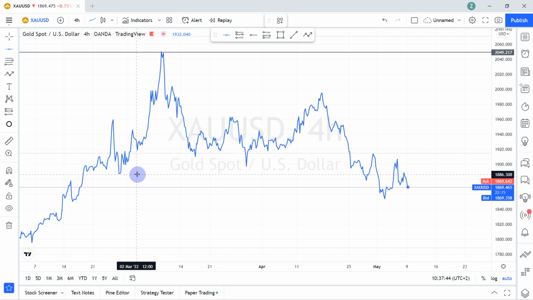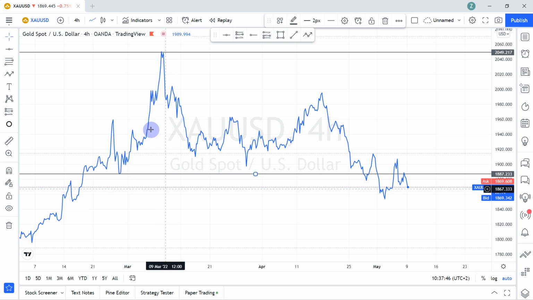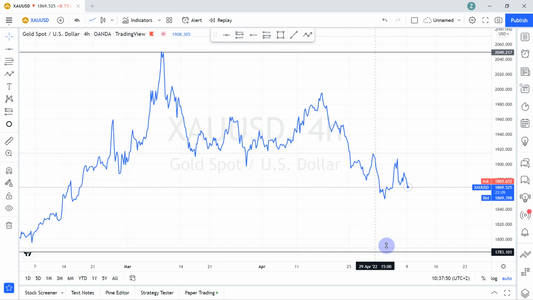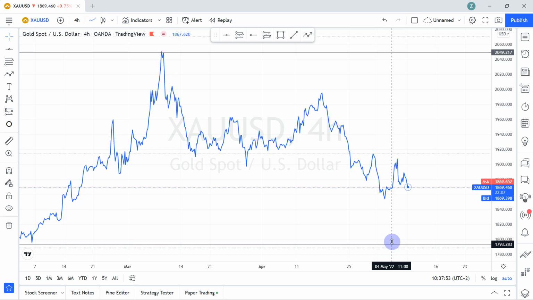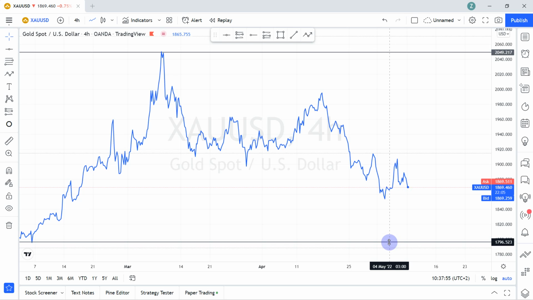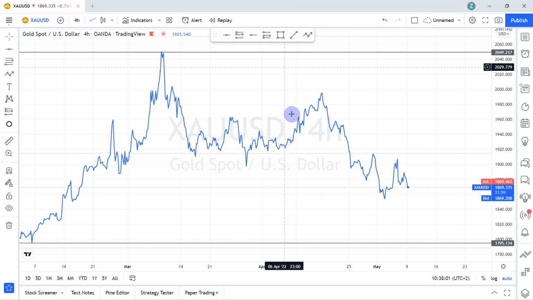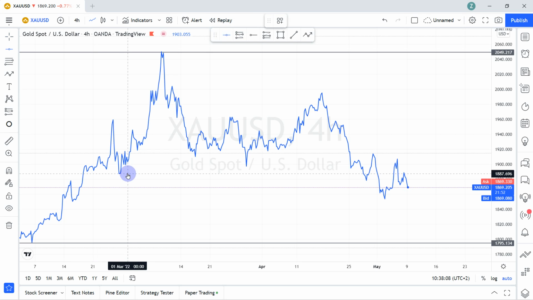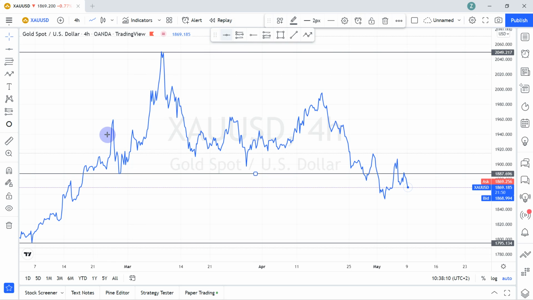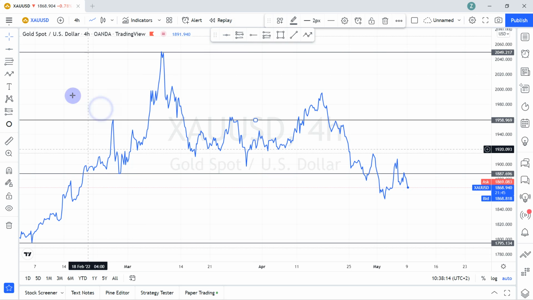This is the key level that I want to cater for. Okay, let me start by identifying my lowest low and highest high, right? So this is my lowest low. So this is my key level, right? This is my third key level, and this is my fourth key level. As you can see, I have 4 key levels.